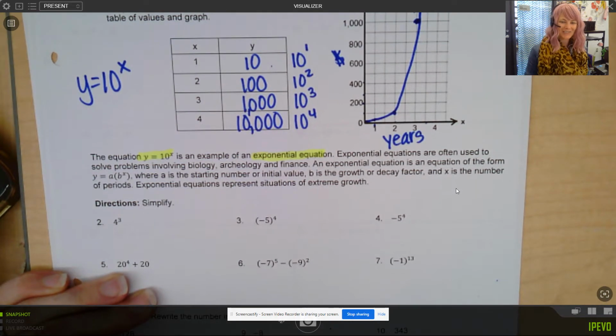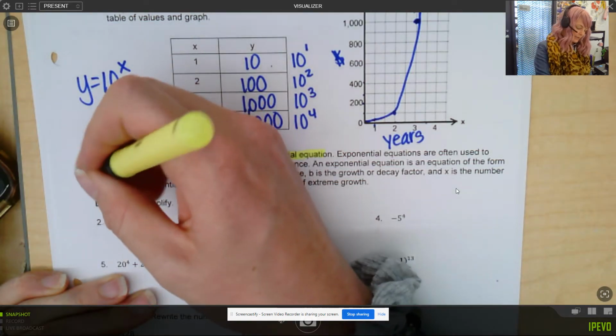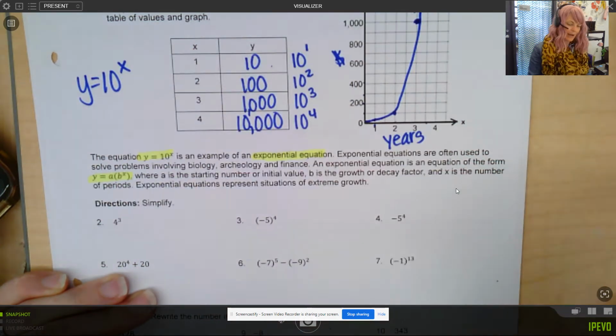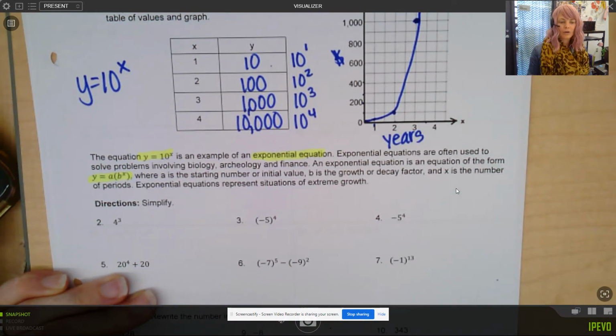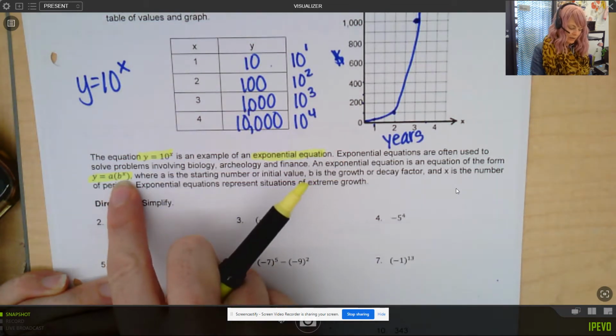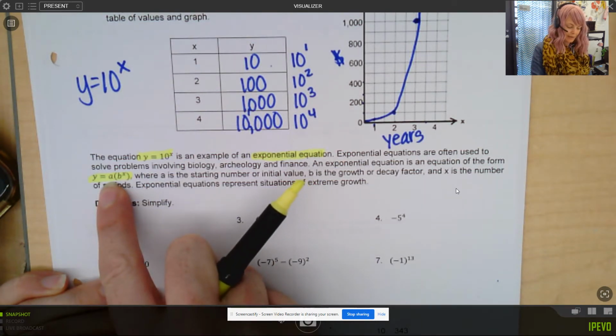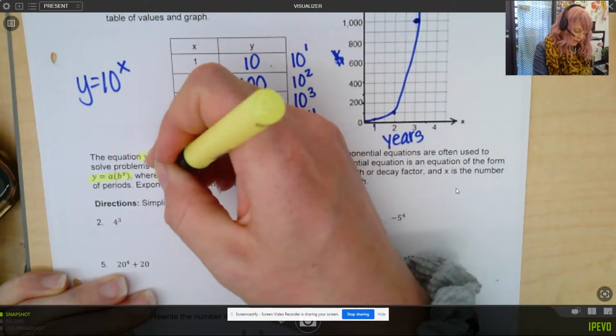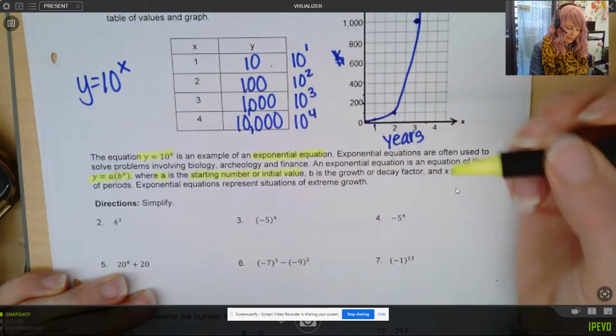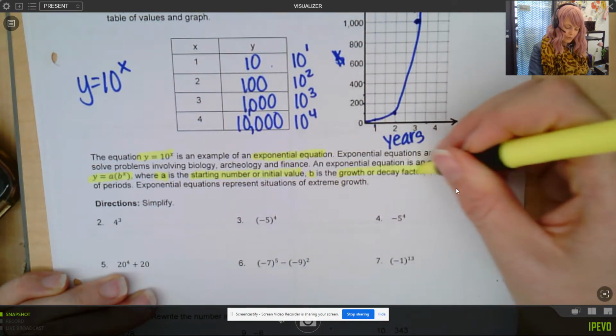And we're going to be getting into a lot more of those real-world situations in this module. So an exponential equation is in the form y equals a times b to the x power. And thinking about order of operations, PEMDAS, we'd always do that exponent first and then multiply by a. And a here is your starting number or initial value. B is your growth or decay factor.